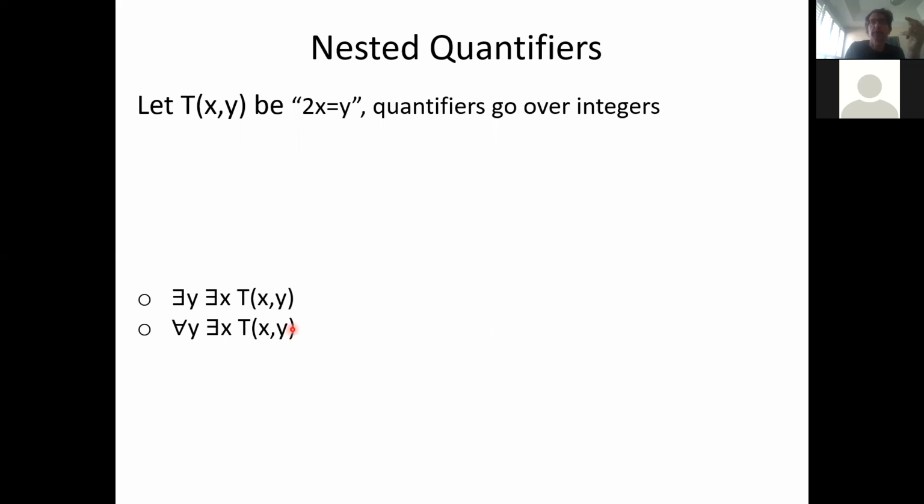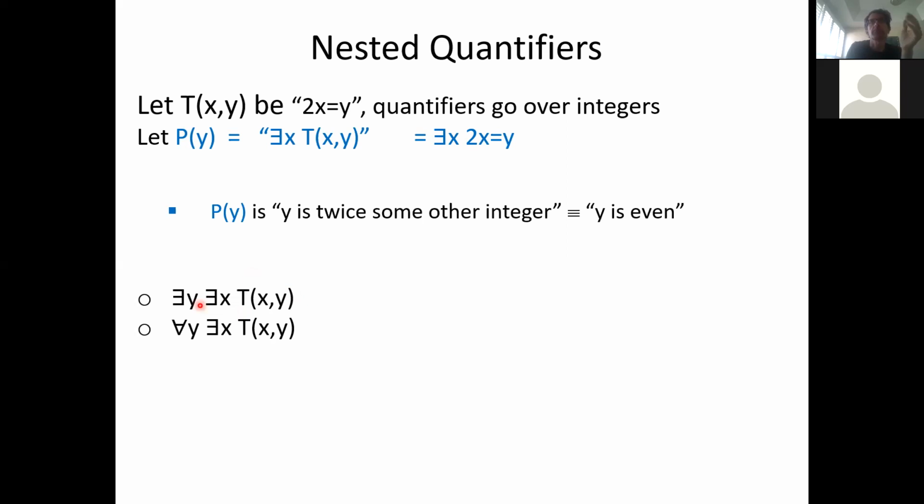Okay, I know how to handle it, right? Because I'm just going to define a predicate that expresses this part. And it's a predicate on y. That's what I did here. And this predicate on y says that y can be expressed by twice some other integer. So now I have an understanding of what is the meaning of the inner predicate on y. It simply says that y is twice some other integer. In other words, y is even.